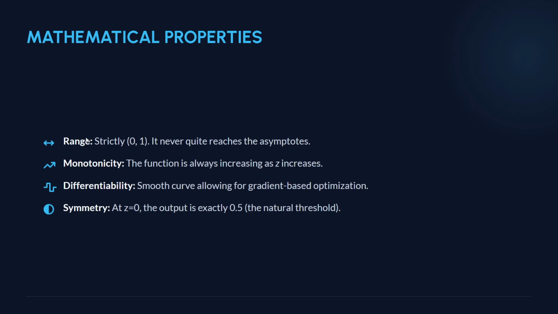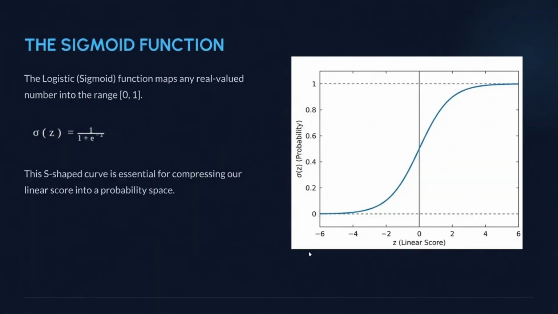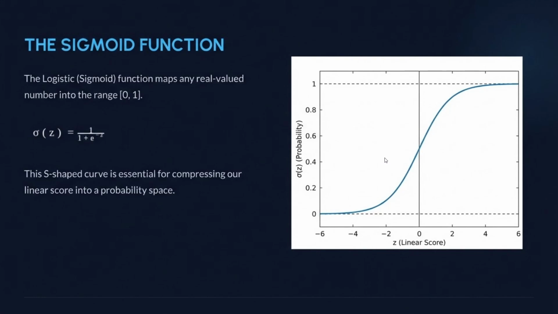Yeah, you have seen its range is between 0 to 1, and monotonicity, the function is always increasing as z increases. You can see here as z increases, it is increasing. Now differentiability, smooth curve allows for gradient based optimization, as it is smooth, so you can differentiate. Symmetry at z equal to 0, the output is exactly 0.5. So you can see here, this is the symmetry at z equal to 0, the output is 0.5.